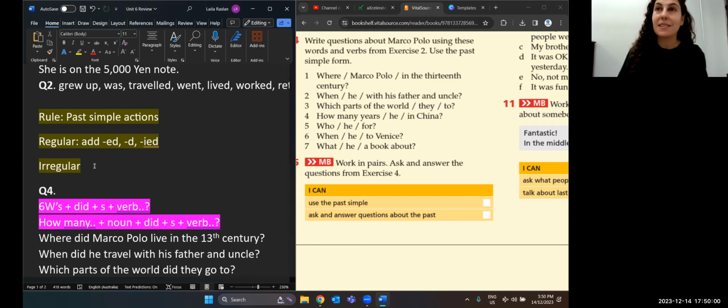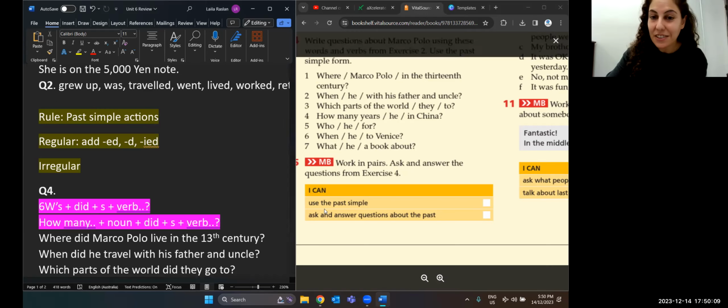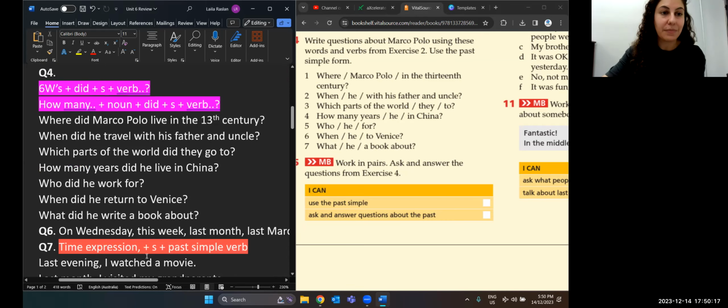Okay, so remember that was our past simple. Why do we use the past simple? To talk about actions in the past that are not happening anymore. They're finished. They've been completed. So now we know how to use the past simple, and we know how to ask and answer questions about the past. We did that with our example with Marco Polo.